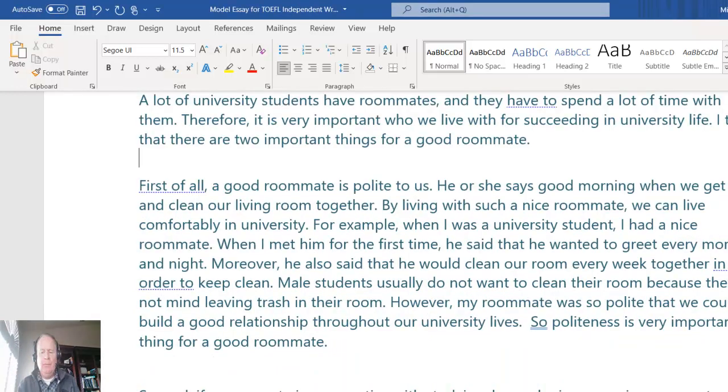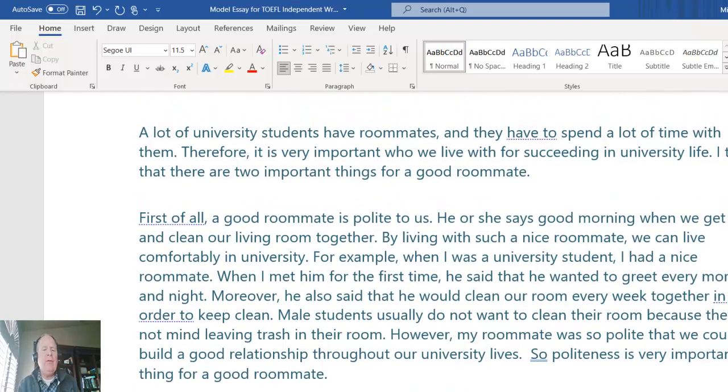So what you wrote, I'm going to take a look at this. So you have in the introduction here, a lot of students have roommates, university students have roommates, and they spend a lot of time with them. Therefore, it is very important who we live with for succeeding in university life. You have to say for success. That's a grammatical error there.